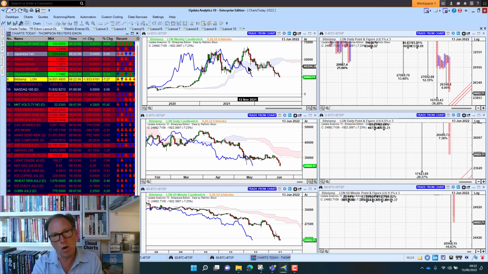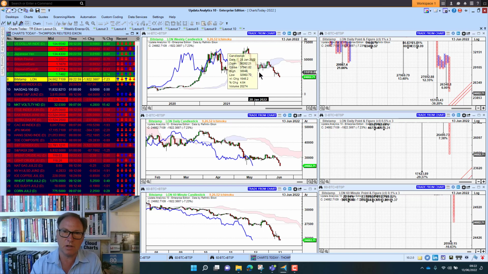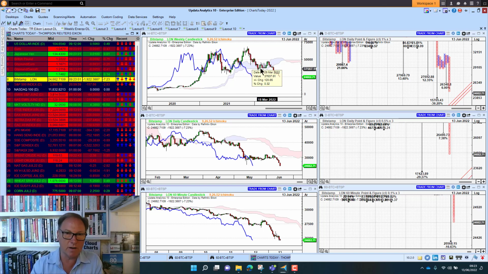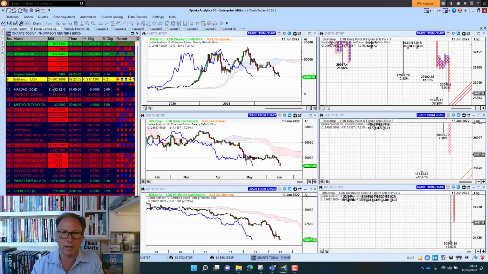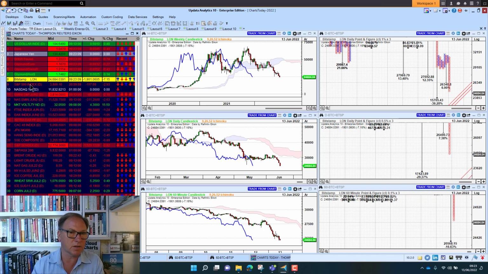We had big upside targets, all negated once we started making these new lows below the cloud. So it's game over. We've been saying that. Crypto is now just falling, and we've got downside targets way, way lower. So that's going to be really quite interesting.